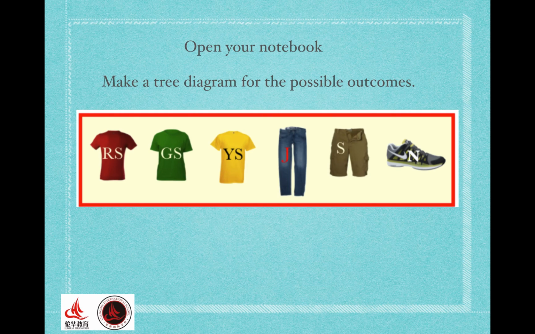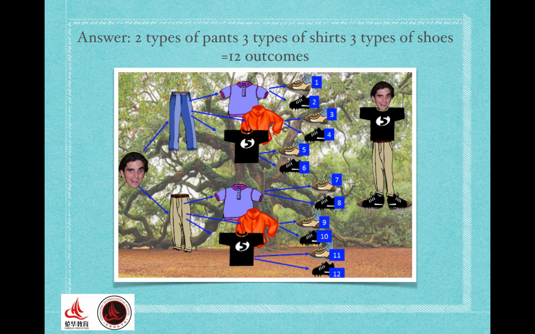Now have a look at this one. We have 3 different shirts, 2 different pants, and 1 type of shoe. If you can construct a tree diagram for this one, I'd like you now to pause this and do it, because I know you'll need time. It shouldn't take you more than a couple of minutes, just to quickly draw this.